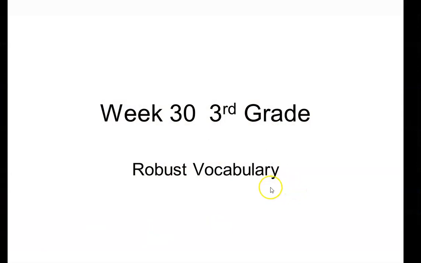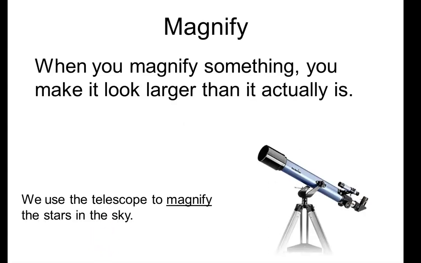All right, we're going to get started on our vocabulary review. These words go to your new Storytown story, which is about space, and it's called Voyage Across the Solar System. So our first word is magnify, and when you magnify something, you make it look larger than it actually is, and you can see here there's a telescope, and we use the telescope to magnify the stars in the sky.